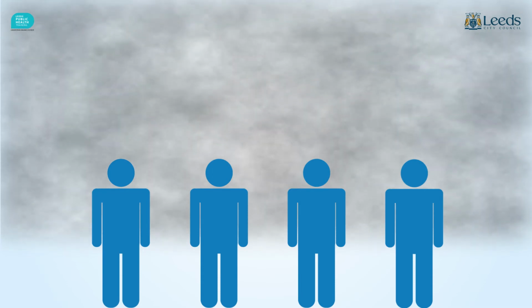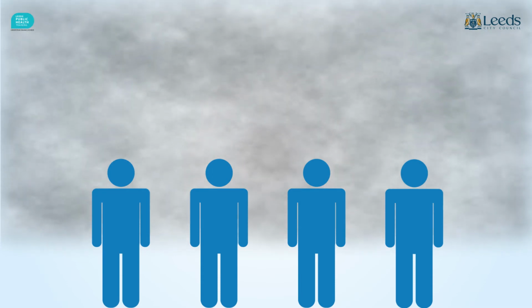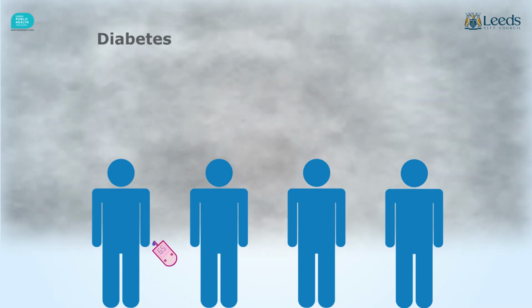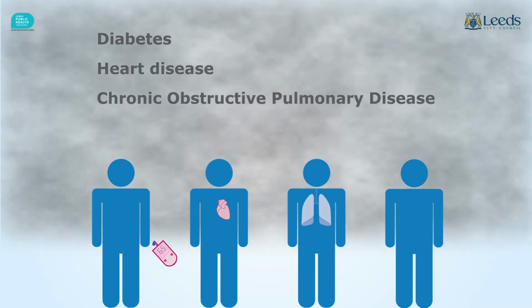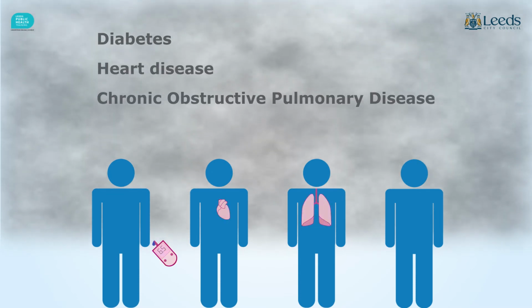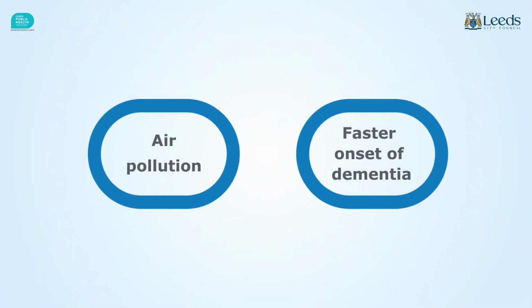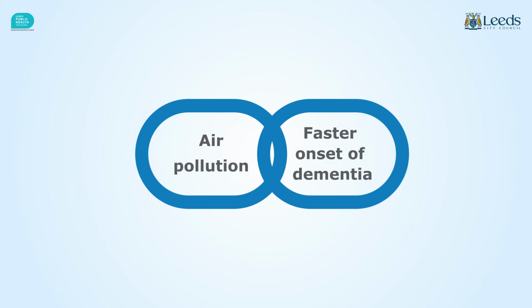In adulthood, air pollution is known to be one of the factors that cause diabetes, heart disease, chronic obstructive pulmonary disease, and stroke. There is also new evidence that suggests there is a link between air pollution and a faster onset of dementia.